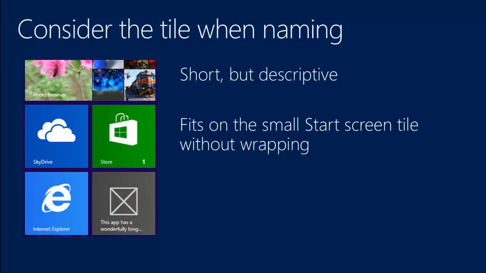Okay? When you're thinking of the name of the app, think about how it's going to display on the tile. So you see there down at the bottom, I have an app that says, this app has a wonderfully long name, something or other. You want an app name that's shorter than that, because it'll get cut off on the tile. So you want something that's going to fit on there, that's going to be relatively short, unique, and descriptive. So as you can imagine, the name is pretty important to establish up front.